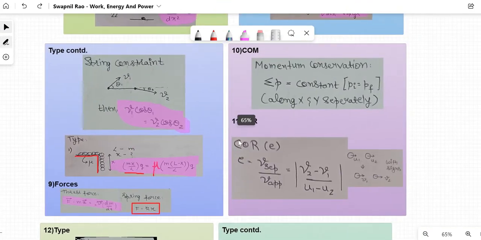Which is momentum, conservation of momentum, not center of mass. Momentum conservation is fairly simple. The momentum is conserved in an isolated body, which means initial momentum is always equal to final momentum. But one thing which is not mentioned properly anywhere is that it should be done along the x and y axis separately, which means conservation of momentum, p initial equals p final, should be done along the x and y axis separately.